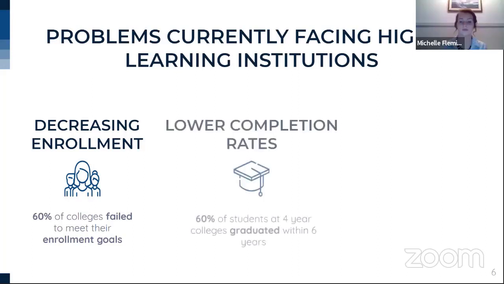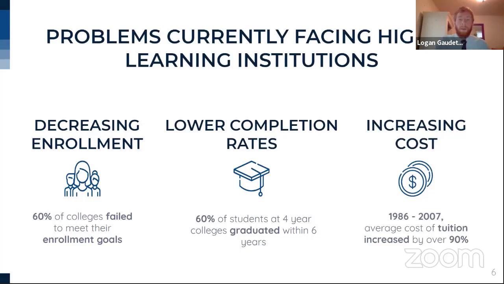Another problem is that of falling degree completion rates. From 2016 to 2017, only 60% of students at four-year universities finished within 6 years of beginning their degree requirement. If degree completion is to serve as an indicator of a successful education of students, then many colleges are widely failing at this task. The last major problem that we looked at is that of increasing costs.